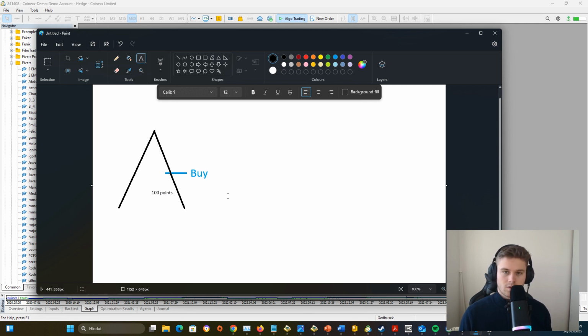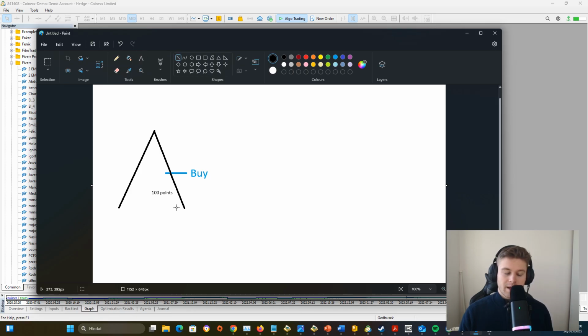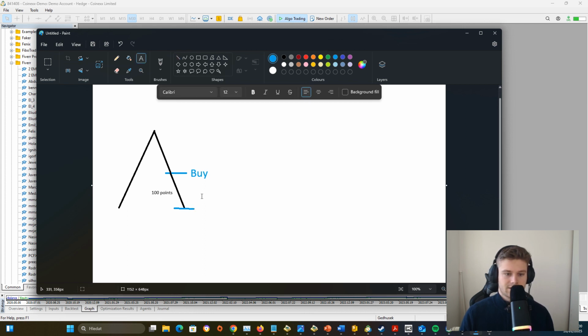Okay, so now what can we do here? We can either hold our buy position and hope for the price to come back up into a profit, or we can implement the DCA strategy. With the DCA, we would open the next buy position right here. Let me just do it right now. Okay, blue, and let's just write buy and increase the font size.